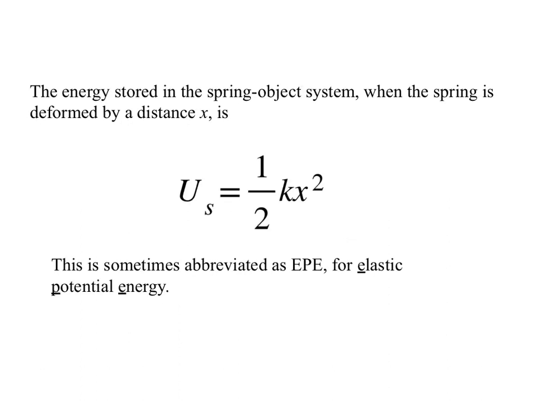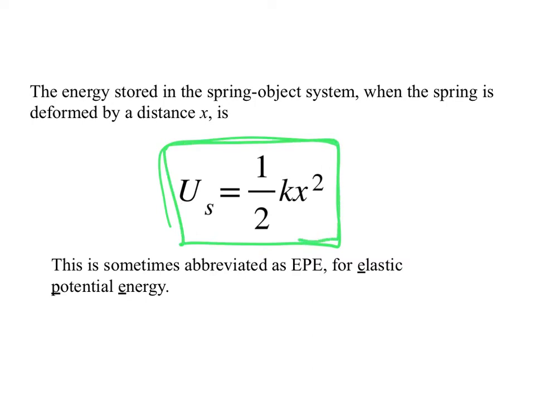Now, in pulling on a spring, you exert a force, which means you do work, so energy gets stored in the spring. The energy stored in the spring-object system, when the spring has been deformed by a distance x, is given by U sub s of x equals a half k x squared. And you'll get used to this a lot too. We'll use this a lot. The energy in a spring is a half k x squared. Sometimes we abbreviate this as EPE instead for elastic potential energy.